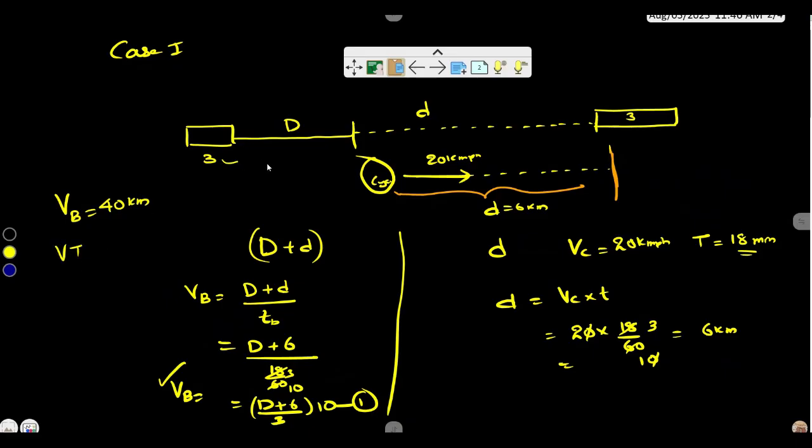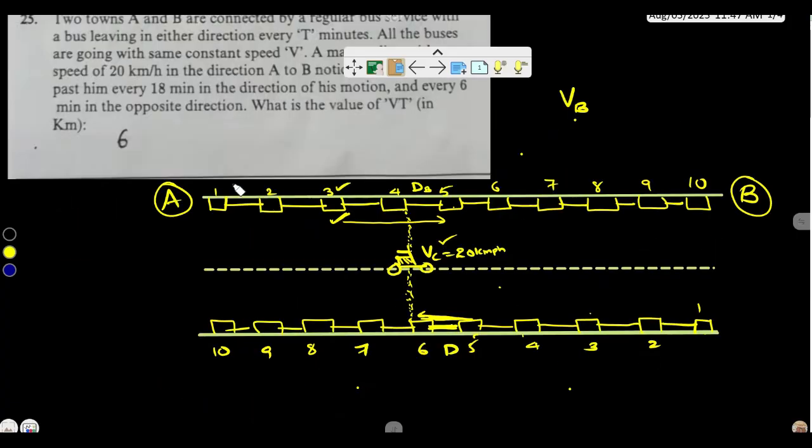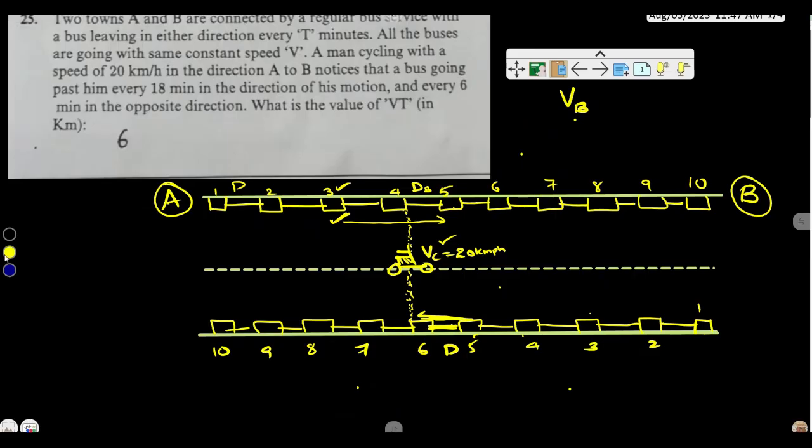That means, how much time? The distance between the two buses is capital D, and for every T minutes they are coming, so the time taken by the bus would be T. It is a regular service, every T minutes. The distance between these two is D and the time taken is capital T. We have already found the distance as 6 km.